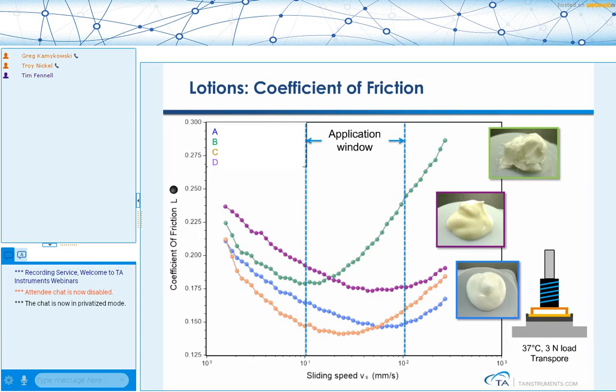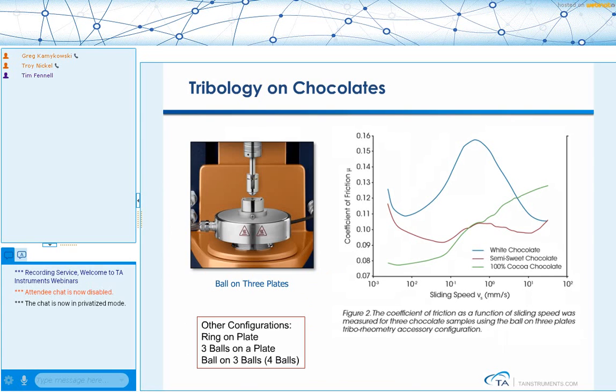In this case, we're looking at the coefficient of friction, which is the main parameter that we get from tribology testing. And these are 4 commercial lotions. What's interesting is that each one has a unique behavior in the application window. So the idea would be that with tribology testing like this, people would be able to recognize differences in the feel of these lotions when they're applying it to their hands.